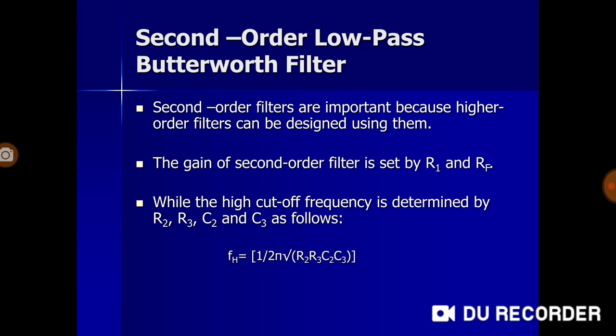And the RC networks that we were using, one section and the second section. So we have R2C2 as one section, R3C3 as another section, and FH will be given as 1 by 2 pi. Normally it is 1 by 2 pi RC. Now it is 1 by 2 pi under root of R2 R3 C2 C3.